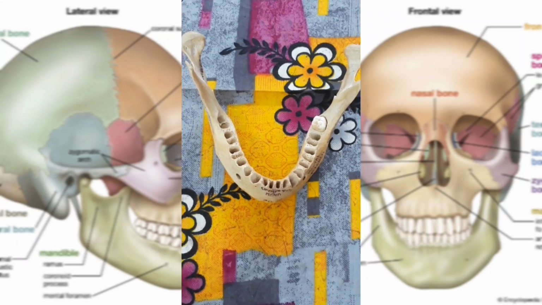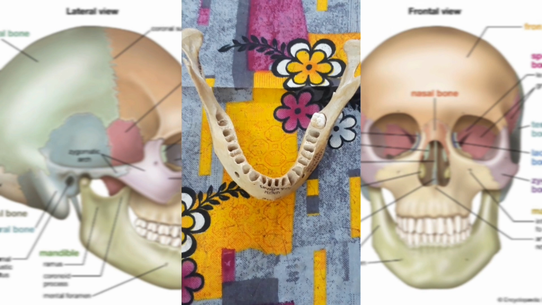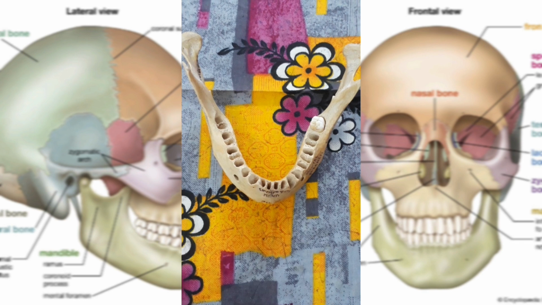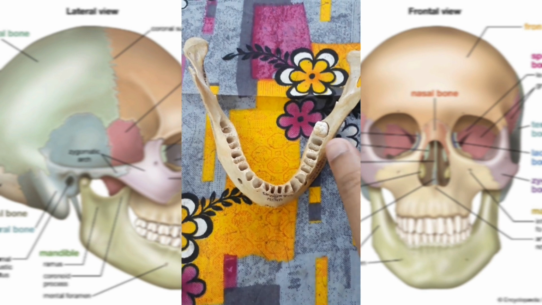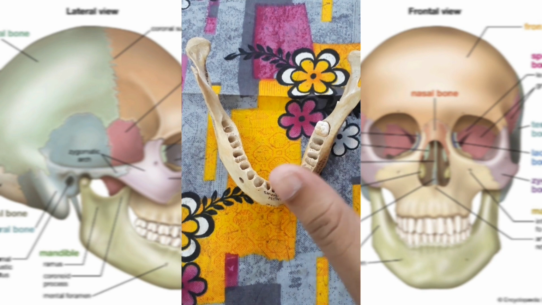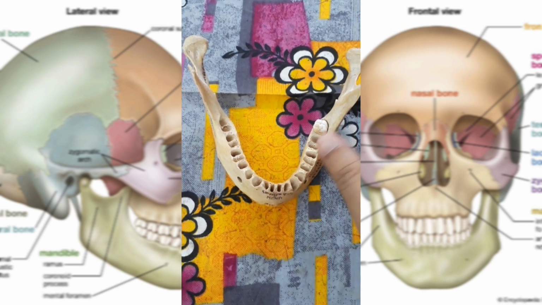Today we'll start with a new topic, that is the mandible, which comes under the human general anatomy including embryology. Let us start with the dentist's favorite bone, that is the mandible. So friends, without wasting time, let's start the video.